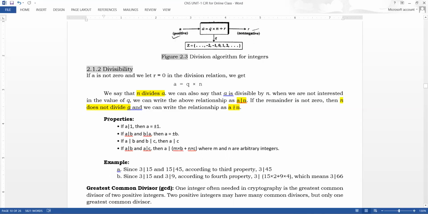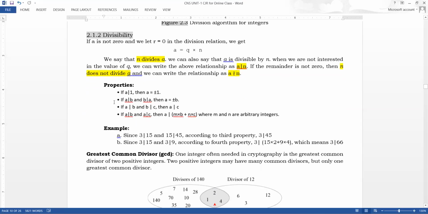And here, properties. There are four properties we have defined here. First, a divides 1 means a is plus or minus 1. So a divides 1 means what? 1 divided by a gives remainder 0. So a should be 1 here. So 1 by 1, remainder should be 0. That is why a should be 1, that may be either plus or minus.